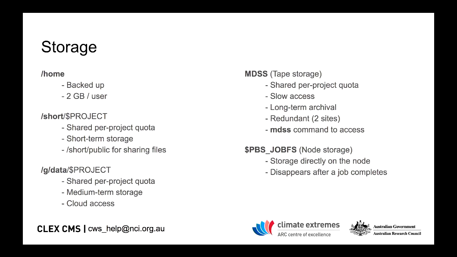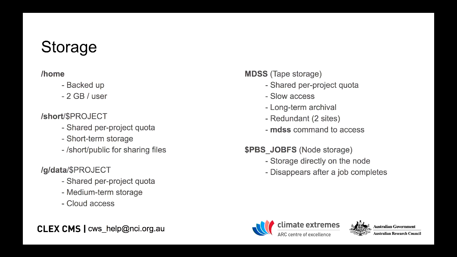G-data is for medium-term storage. It works pretty much similarly to the short file system. The really cool thing with G-data is you can access it from the cloud. So you can access it from things like the VDI system, where you're able to run Python scripts or MATLAB scripts inside the NCI cloud and still have access to data stored there.